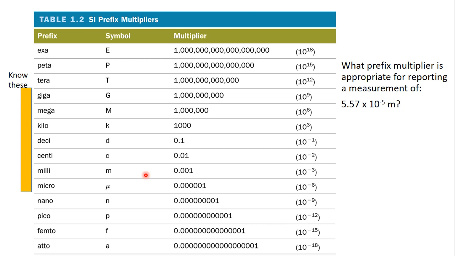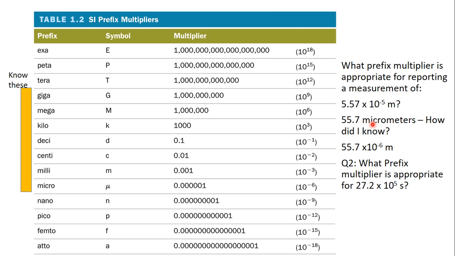Alright, so for this number, 5.57 times 10 to the minus 5 meters, the correct answer is 55.7 micrometers. And how do I know that? Well, you see this number is 10 to the minus 5. So I want to select a prefix multiplier that is closest to 10 to the minus 5. 10 to the minus 6 is close. So all I have to do is move the decimal point over 1, and my number is 55.7 times 10 to the minus 6 meters. Now that's a mouthful to say, so it's much easier to say 55.7 micrometers.